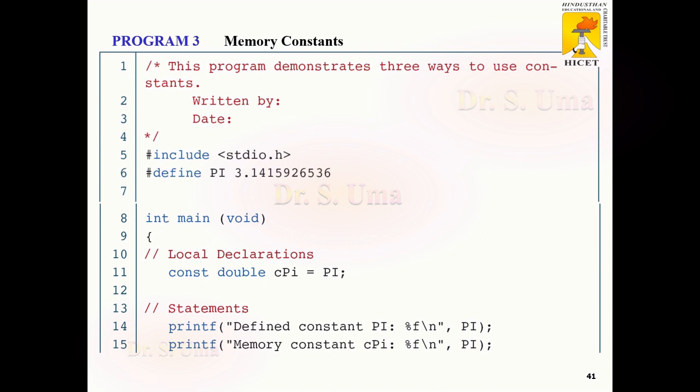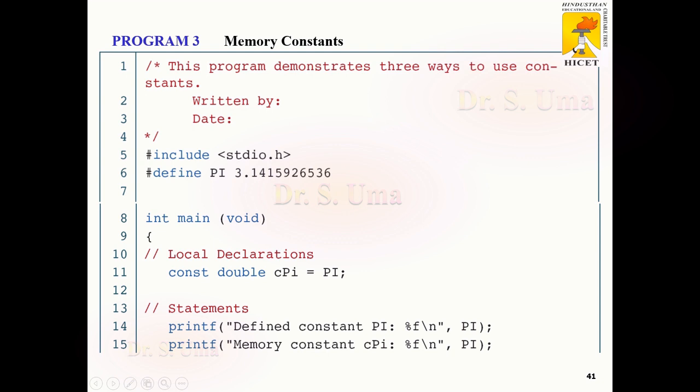Here we have local declarations. Under the local declaration, we are defining constant pi. So we are giving a different type of variable name here. Here you could see that it is in all caps. Here we are having a variation of this. Constant pi is made equivalent to pi. So this will assign the value 3.1415926536 to CPI.